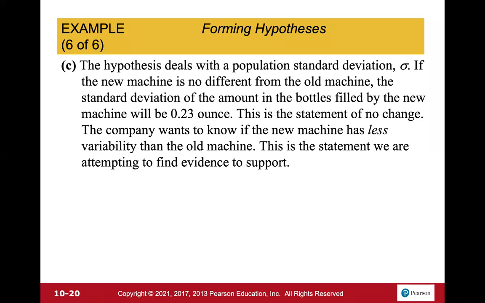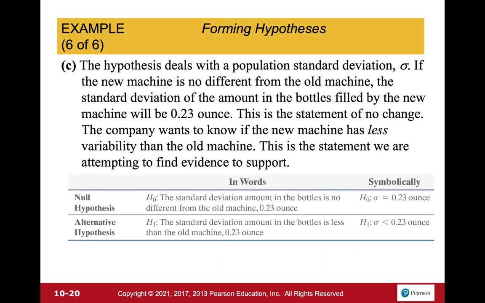So the hypothesis deals with the population standard deviation. If the new machine is no different from the old machine, the standard deviation of the amount in the bottles filled by the new machine will be 0.23 ounces. This is a statement of no change. The company wants to know if the new machine has less variability than the old machine. This is a statement that we're attempting to find the evidence for.